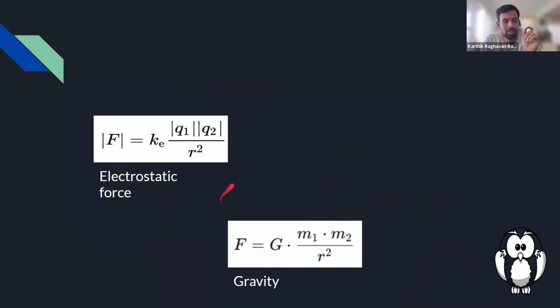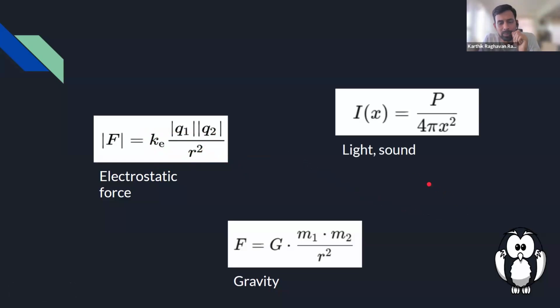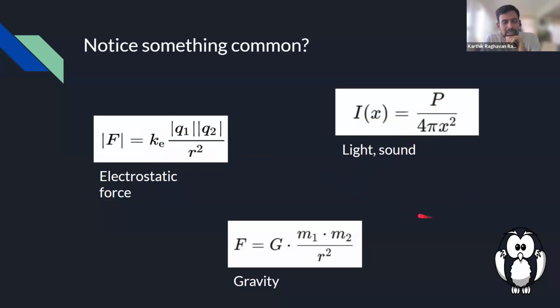This is the force of electrostatic attraction or repulsion between two charged particles. Again, don't worry if you have not seen this formula before. Just know that K is a constant, some constant number. Q1 and Q2 are the charges, the strength of the charges, and R is the distance between them. Likewise, for light and sound, the intensity at some distance is the power of the source divided by 4 pi x squared. Again, don't worry if you don't know 4 pi, it's some constant times the distance squared. So these are the formulas for a bunch of different forces.